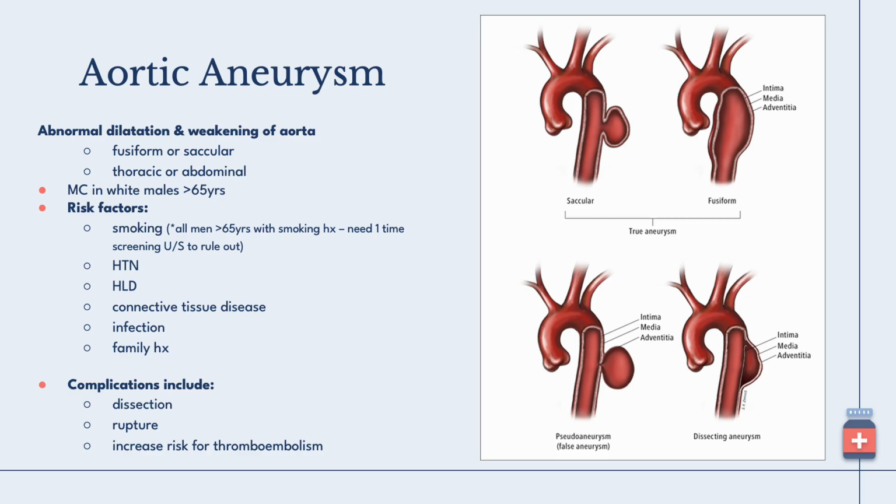But if they did find an aneurysm, depending on the size, management is going to vary, whether they need ongoing serial ultrasounds to measure any growth in the size or whether they need immediate surgical intervention. Other risk factors: hypertension, hyperlipidemia, connective tissue disorders such as Marfan syndrome, infection, and family history. Complications of the aneurysm are dissection, rupture, and they're certainly at risk also for increased thromboembolisms.